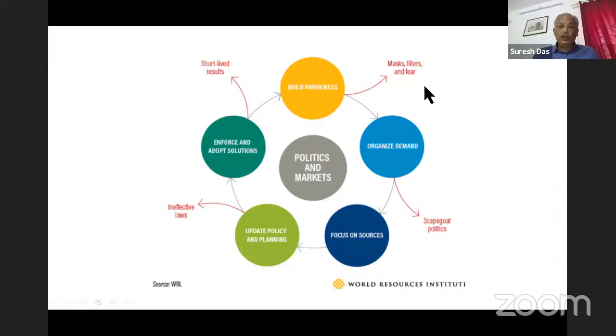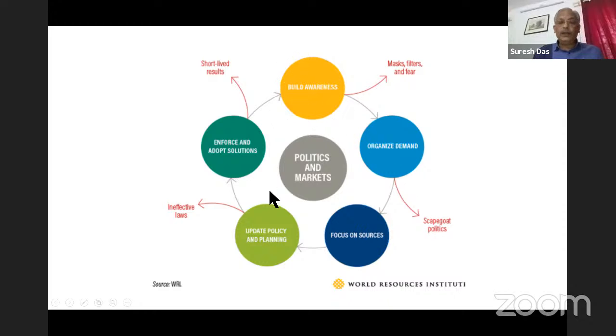So that means this is what I call a virtuous cycle. That means this takes a society upwards. You build awareness, you organize demand, you focus on resources, you update policy and planning, enforce and adopt solutions. I have borrowed this from the World Resources Institute. And you can see, so if we are in this circle, society develops.